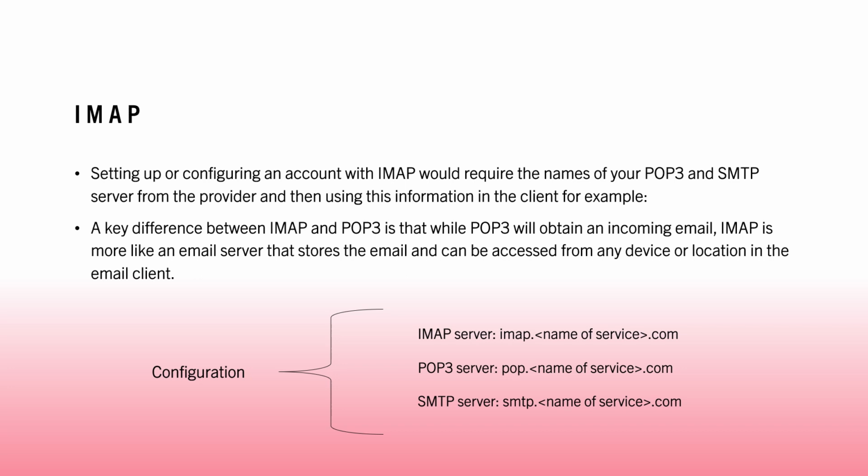Setting up or configuring an account with IMAP would require the names of your POP3 and SMTP server from the provider and then using this information in the client. For example, in this configuration down here, you'd pull your IMAP server, imap.thenameofyourservice.com. POP3 server, you would do pop.thenameofyourservice.com. And then an SMTP server, you would do smtp.nameofservice.com. A key difference between IMAP and POP3 is that while POP3 will obtain an incoming email, IMAP is more like an email server that stores the email and can be accessed from any device or location in the email client.